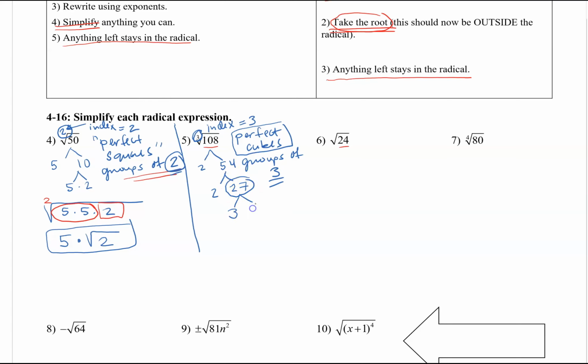I can break that into 9 and 3, and then 9 can break into 3 and 3. So there's my group of 3, right? So if you're looking at your cube root, I've got 2 times 2 times 3 times 3 times 3, right? Those were the 5 factors that multiplied together to make 108. 2 times 2 times 3 times 3 times 3.